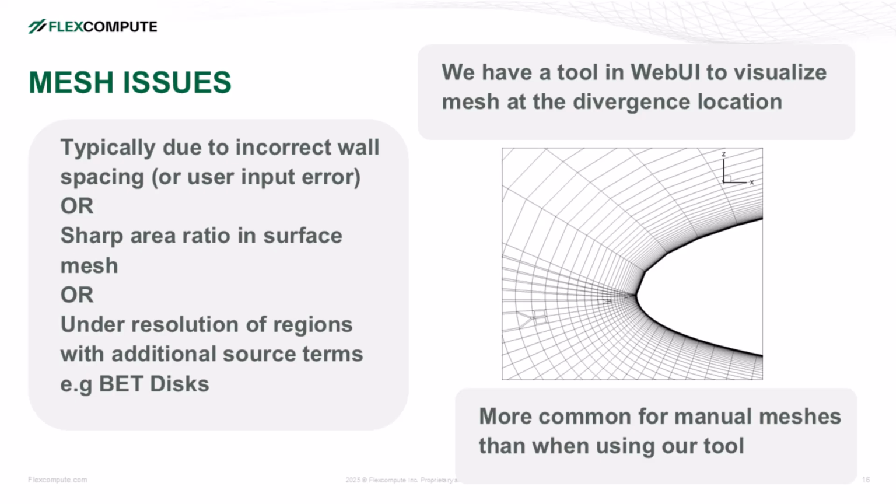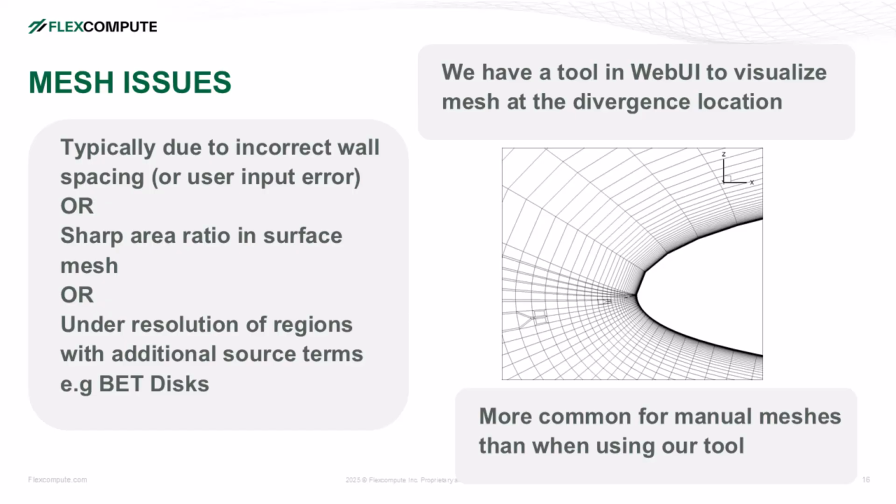Some typical mesh issues that can cause divergence include very sharp pinch points in the geometry where surfaces come extremely close, producing poorly shaped cells, large area or aspect ratio jumps between neighboring cells, especially near leading edges, as indicated in the mesh here.